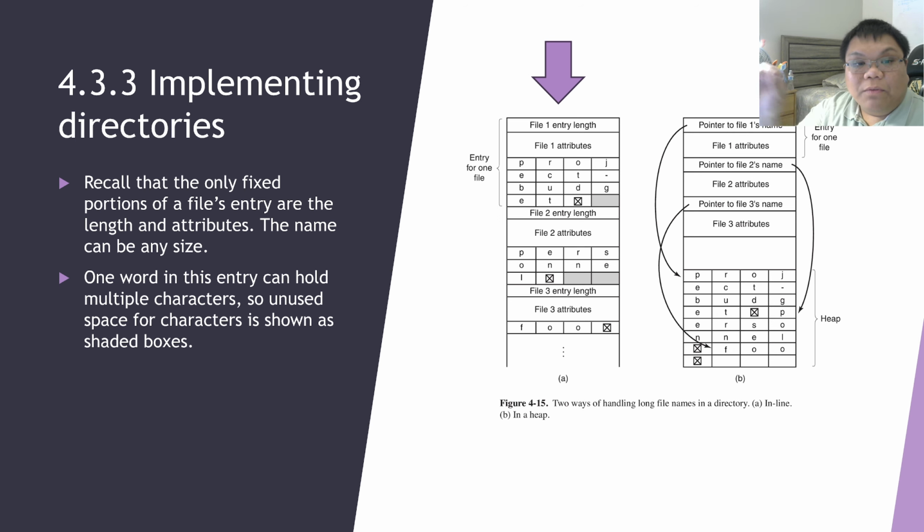Here's the thing though. One word in the entry for a file can store multiple characters, so there may be some wasted space here. That's what these gray boxes are for. Also, we need an extra character to denote the end of a file name. That is a null character. That's what the little X's in boxes are for. So, for each file name, we need to store an additional character that denotes we've reached the end of the file name.